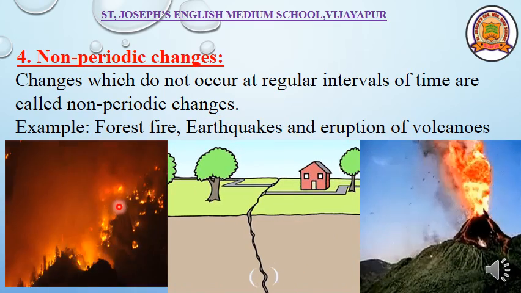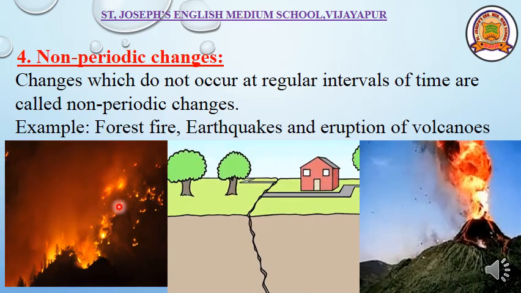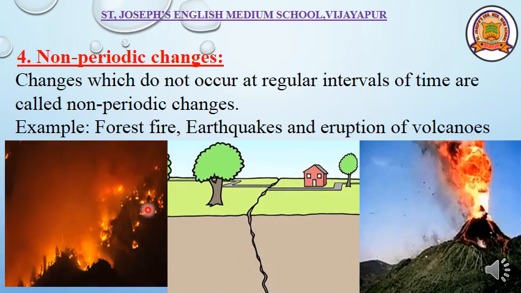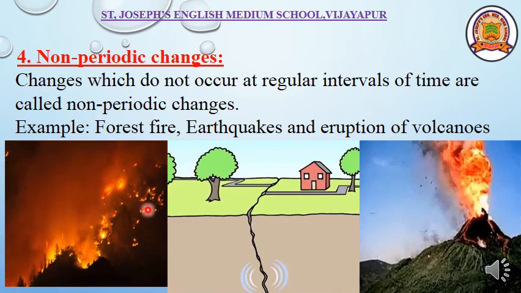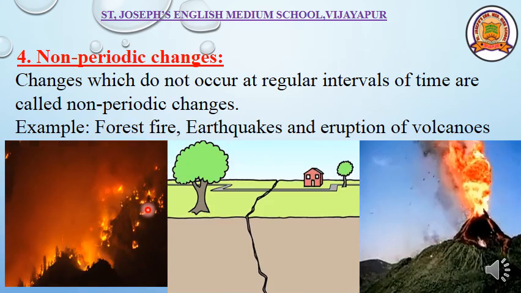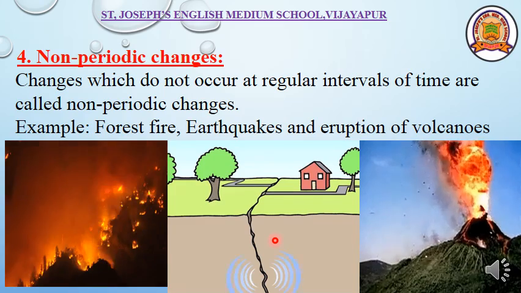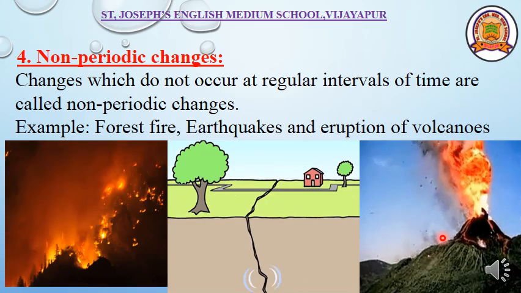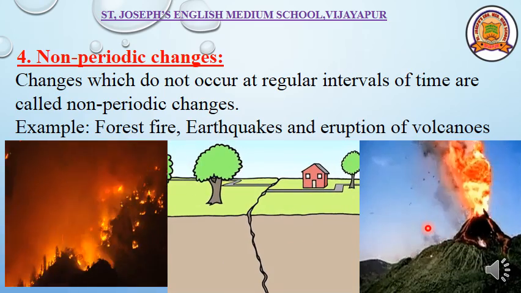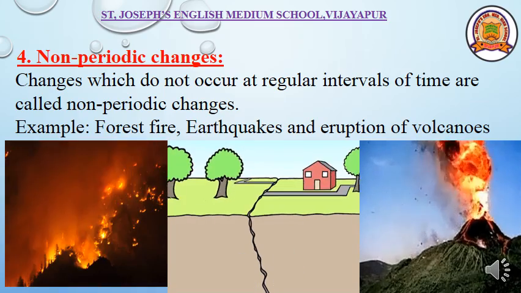Forest fire. Somebody is going to put a fire to the forest? No. In nature it happens immediately, but there is no fixed time. Earthquake. It may happen at any time. Eruption of volcanoes. These are all examples of non-periodic changes.